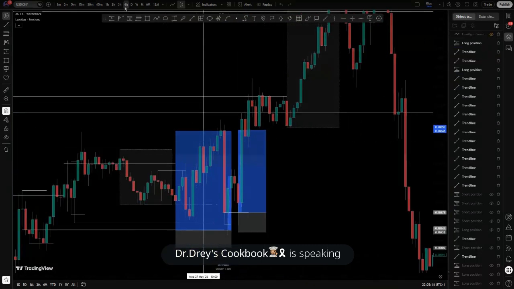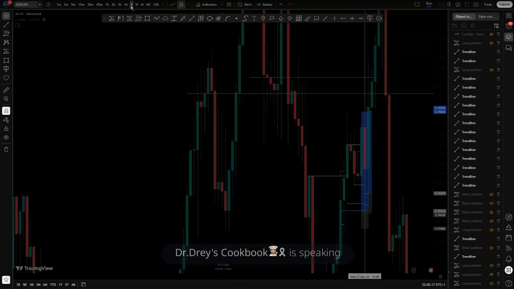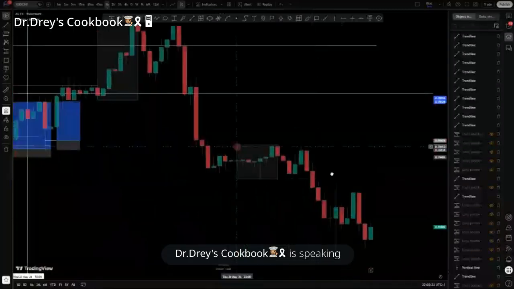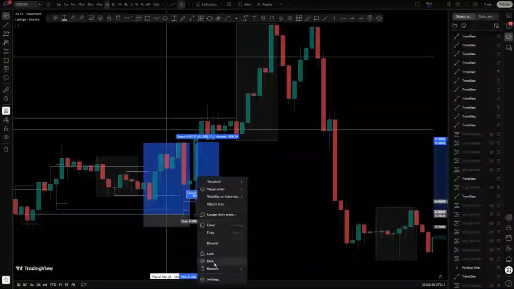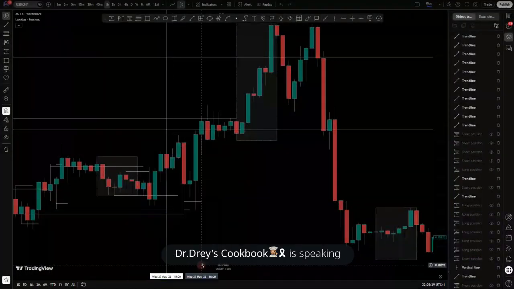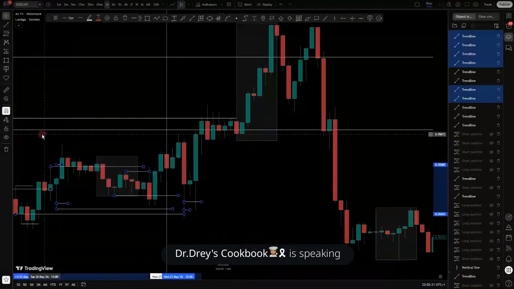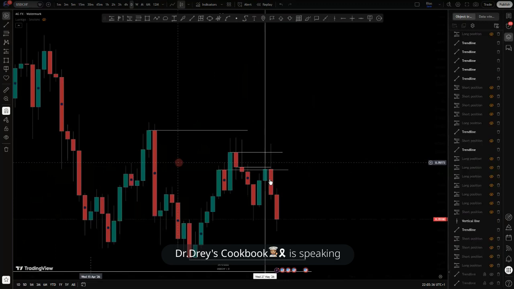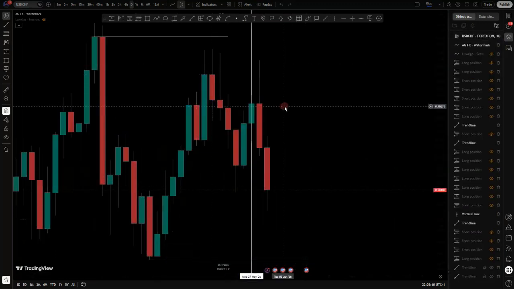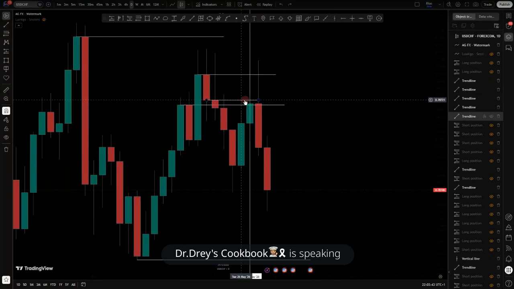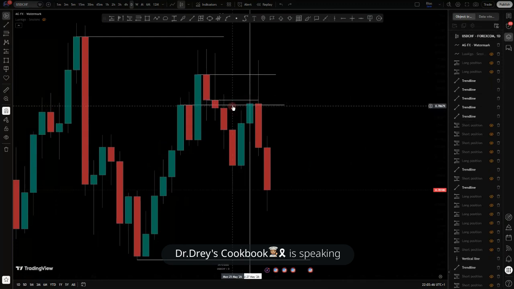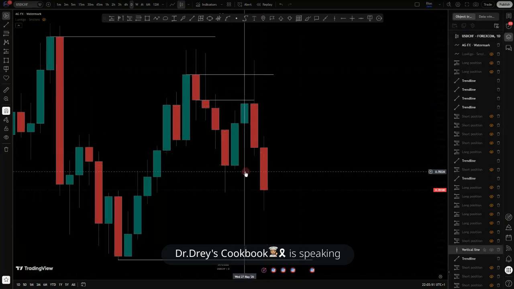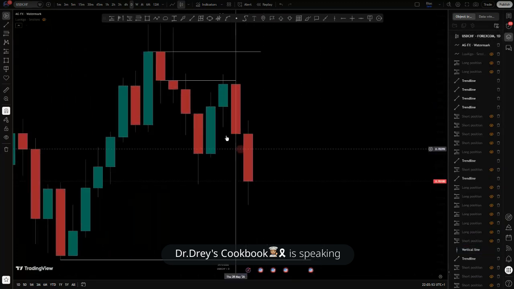So next day. Hold on a second. Let me hide the positions. Okay. So price has tapped this particular key level here. It did not reject from it significantly, so I'm expecting it to go to the next target, which is this one here.